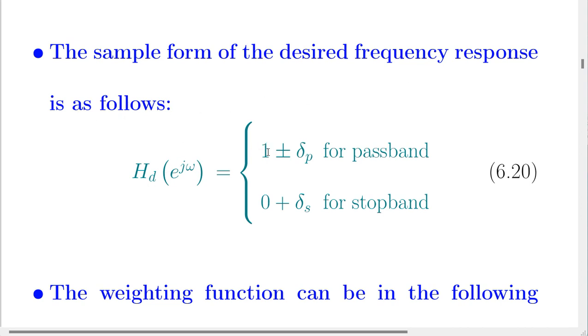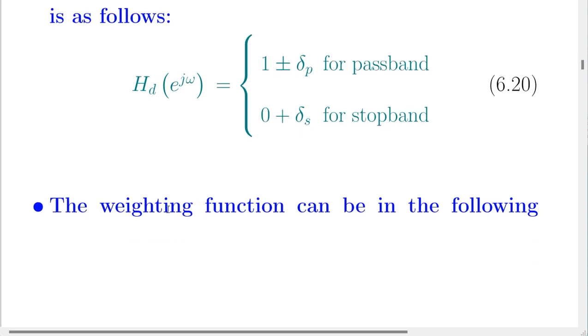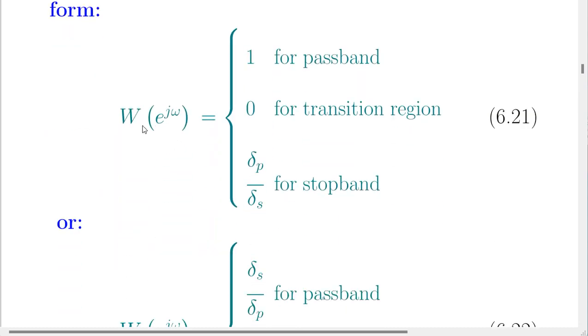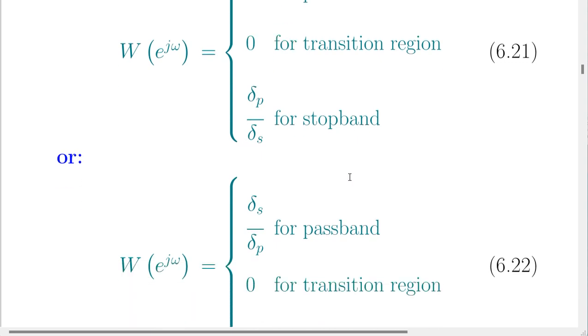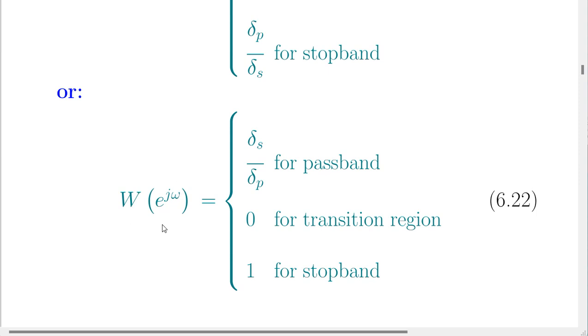The sample form of the desired frequency response is as follows. H desired is 1 plus or minus delta P for the passband and 0 plus or minus delta S for the stopband. The weighting function can be in the following form. W is 1 for the passband, 0 for the transition region, and delta P over delta S for the stopband. Or maybe of this form: delta S over delta P for the passband, 0 for the transition region, 1 for the stopband.